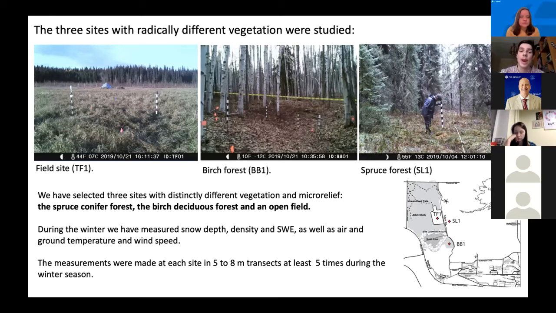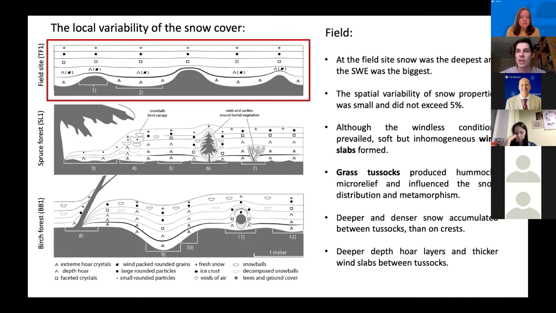The measurements were made along 5 to 8 meter transects at least 5 times during the winter, with some additional measurements in pits. And here is what we found. At the field site, the snow was the deepest and the snow water equivalent was the biggest. The spatial variability of snow properties was small and did not exceed 5%. Also, windless conditions prevailed, so soft but inhomogeneous wind slabs formed there, in contrast to the forest sites. And the grass tussocks produced hummocky microrelief and influenced the snow distribution and metamorphism.